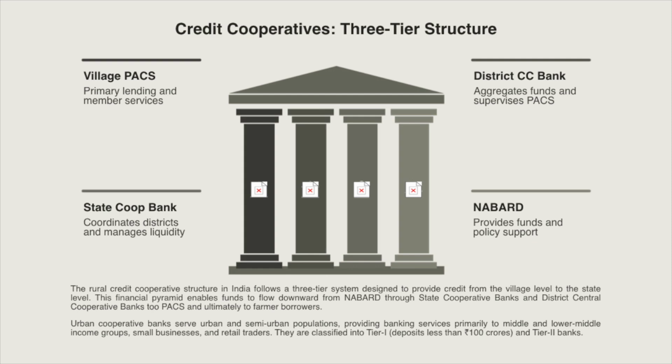there are about 370 DCCBs across India, typically one per district, though some districts have multiple DCCBs. And these banks coordinate PACS activities, provide refinance to PACS for lending to farmers, mobilize deposits from the public, and conduct banking operations. At the apex of the rural credit structure are the state cooperative banks, one in each state or union territory, totaling about 33 across India. This three-tier structure creates a financial pyramid where funds flow downwards from NABARD through state cooperative banks and DCCBs to PACS and ultimately to farmer borrowers.